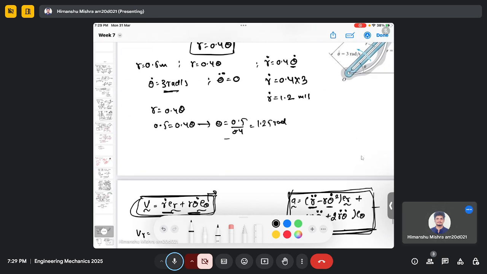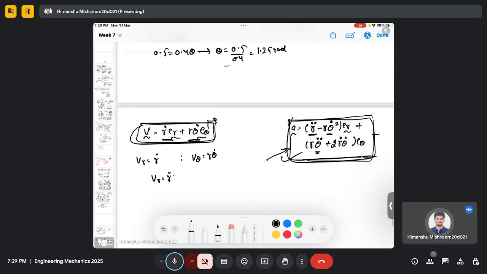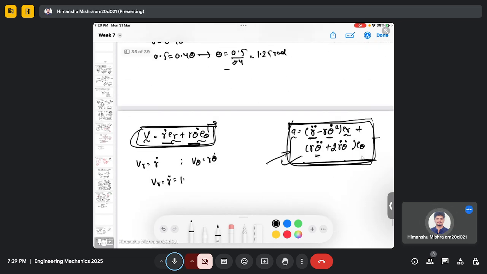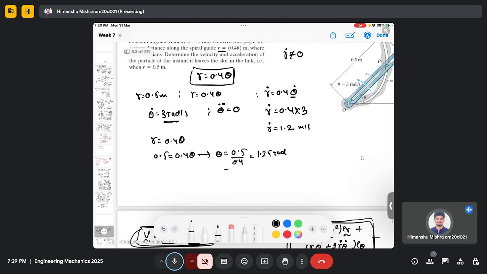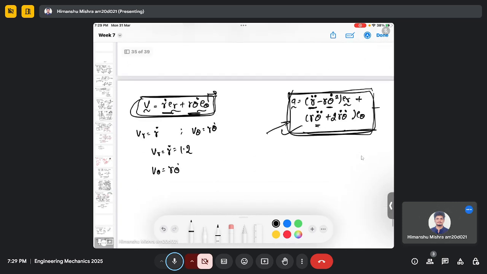So this is my r dot. My v_r is r dot, which is 1.2. What is the name of this topic? This is kinematics, rotational motion. And v_theta is r theta dot. So theta dot is 3 and r is 0.5. This will be 1.5 meters per second.